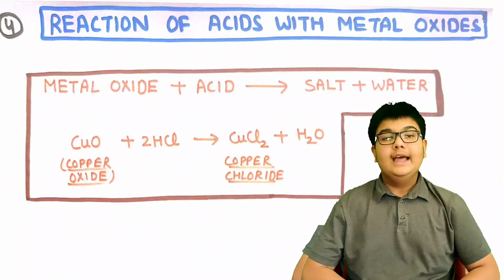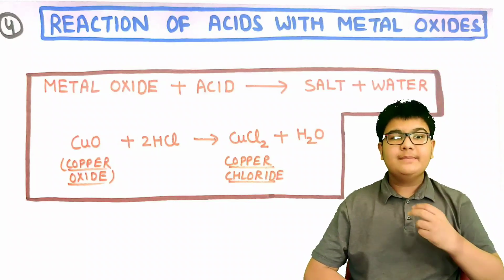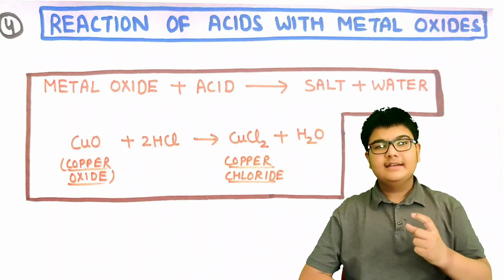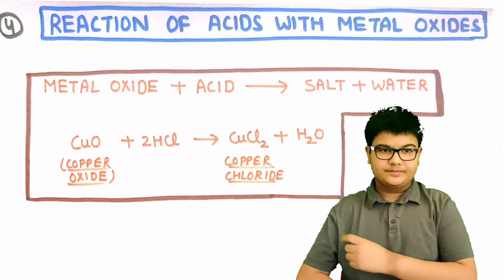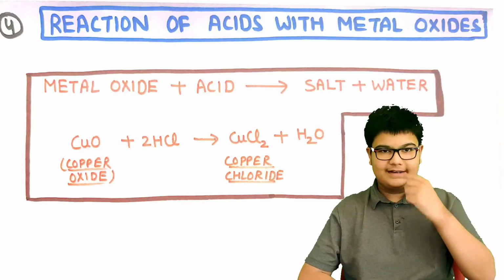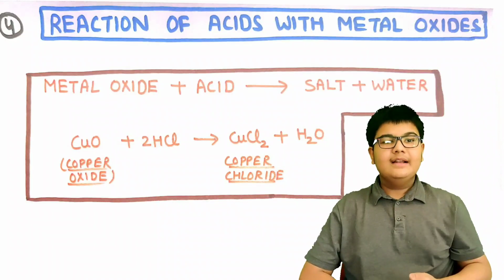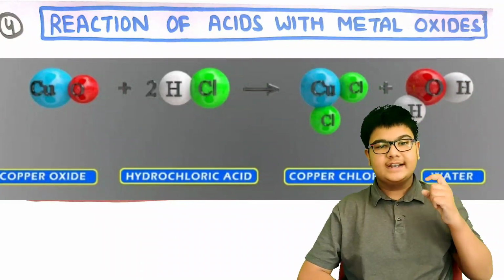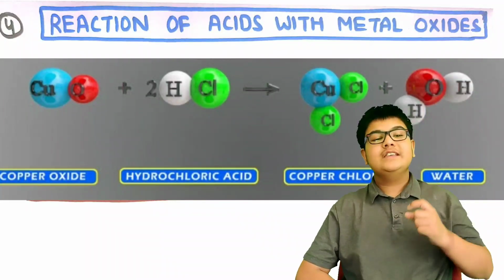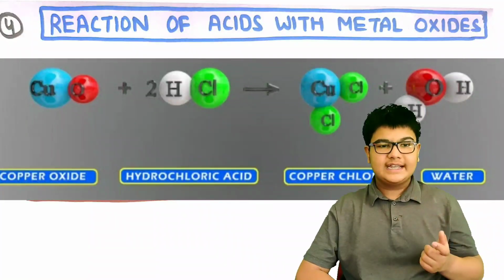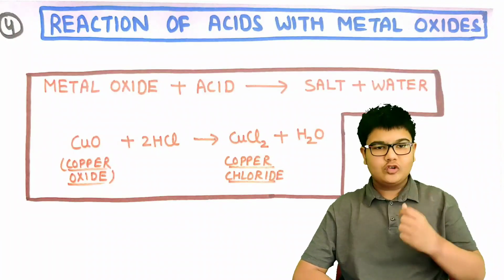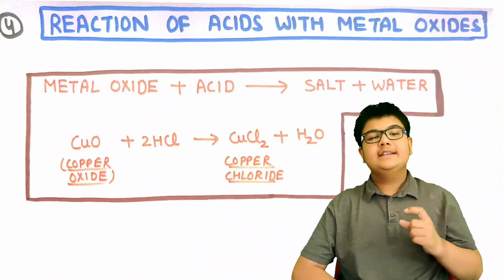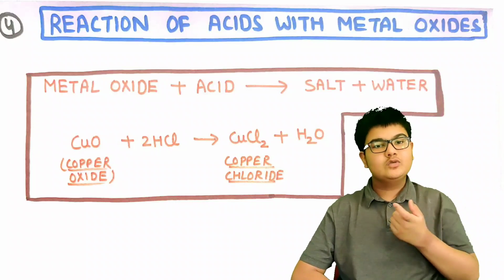So now fourth, reaction between an acid and metal oxide. So metal oxide plus acid results in salt and water. So this is similar to the third reaction. And for example, CuO plus 2HCl results in formation of CuCl2 plus H2O. So CuO is copper oxide, which is a metal oxide, and HCl is hydrochloric acid, and CuCl2 is copper chloride, and copper chloride is a salt, and H2O is water.